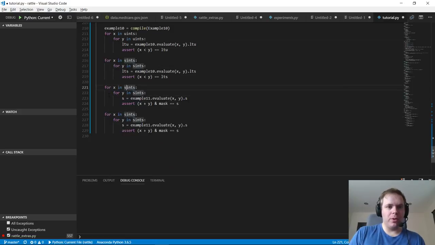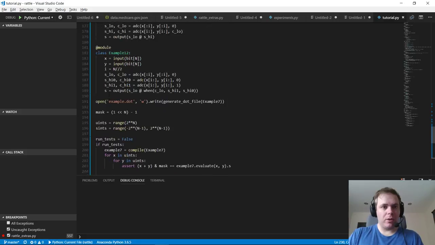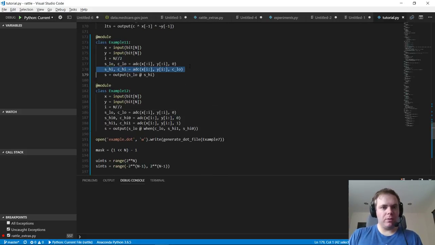Actually, here we were computing with the sum, which works because of 2's complement, but let's just write it with uints so we're consistent with the earlier tests. So now we have example 12, and let's see if that works. So that works. So you can see that what we basically do is take the upper half and speculate on the two possibilities, and then when we know which one to pick, we pick it.